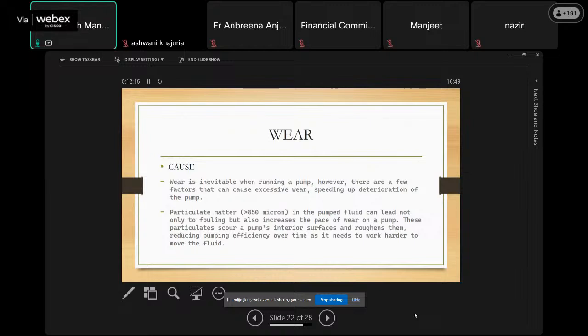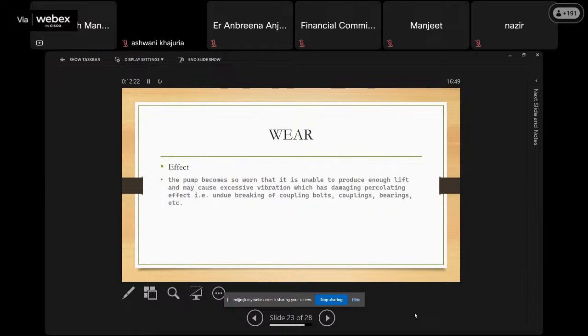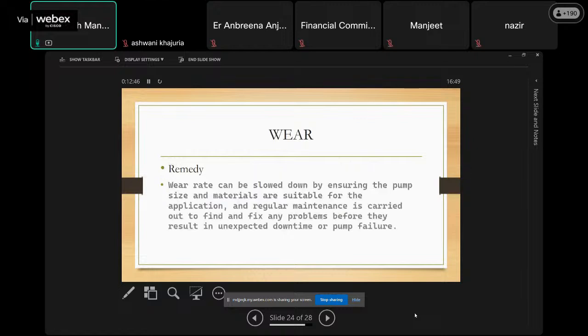The pump needs to work harder to pump the fluid. The effect of the wear is that the pump becomes so worn out that it is unable to produce enough lift and may cause excessive vibration, which has a damaging effect. It can lead to breaking of the coupling bolts, couplings, bearings, and so on.